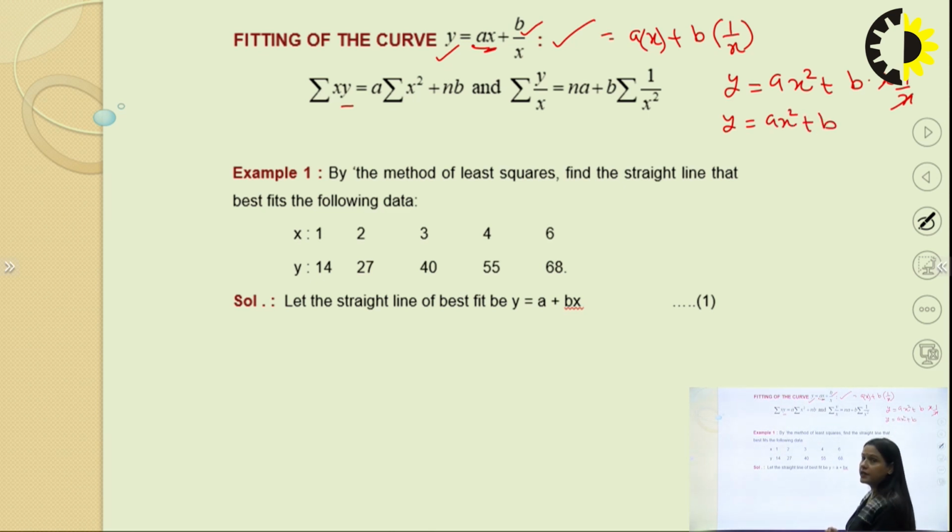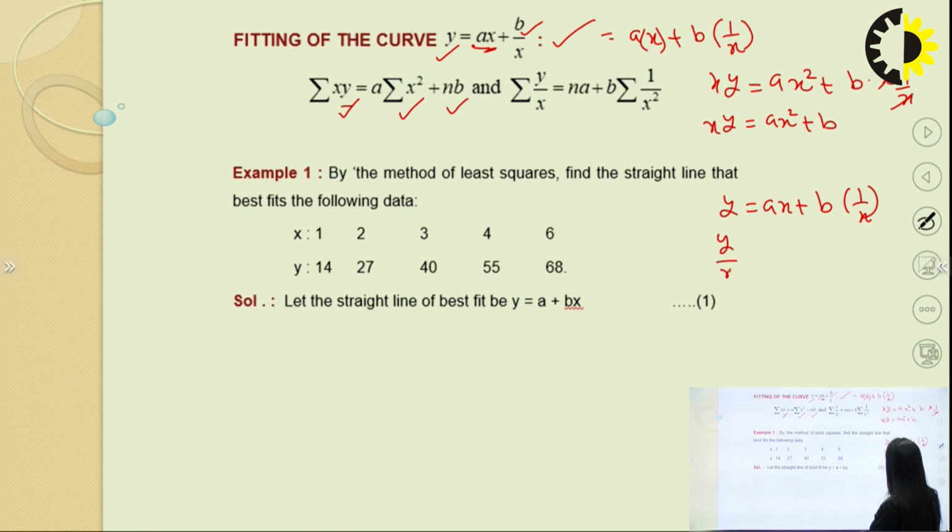When we apply summation in this, we will get summation xy, since I have multiplied by x here. So we will get summation xy is equal to a summation x square plus nb. And similarly, for the other normal equation, I will multiply the same given equation y is equal to ax plus b by 1 upon x. On multiplying by 1 upon x, we will get y by x is equal to a into x into 1 upon x plus b into 1 upon x square.